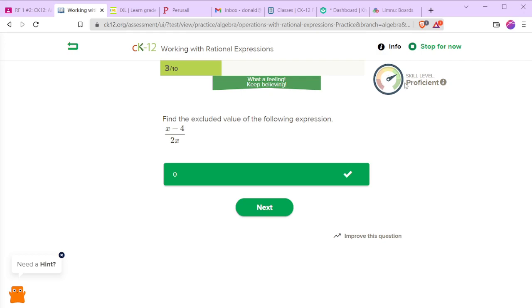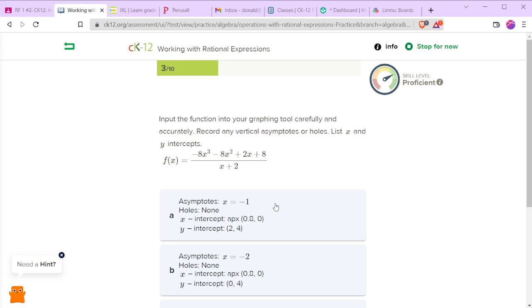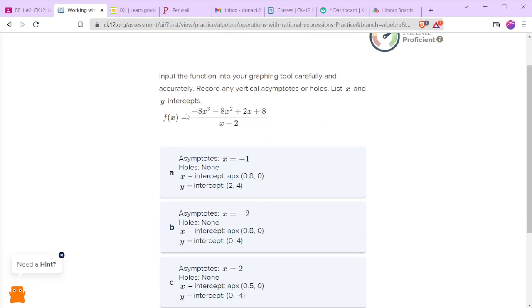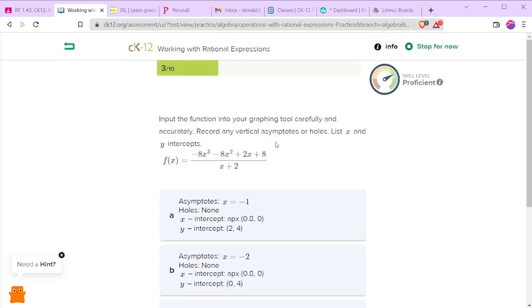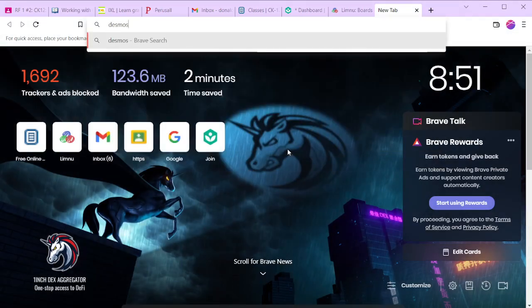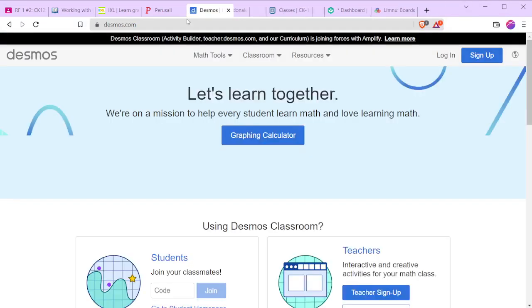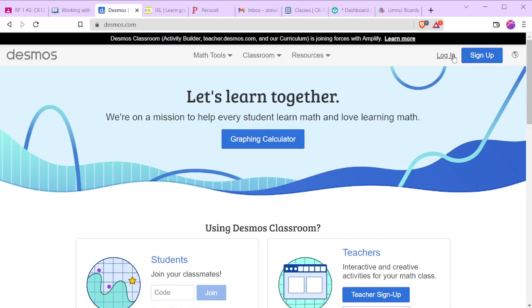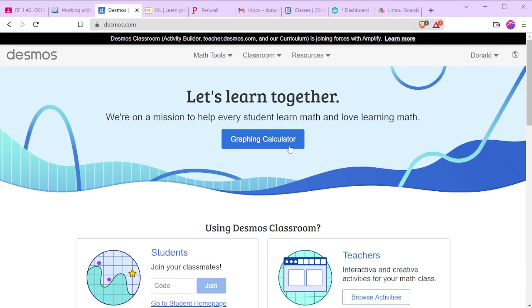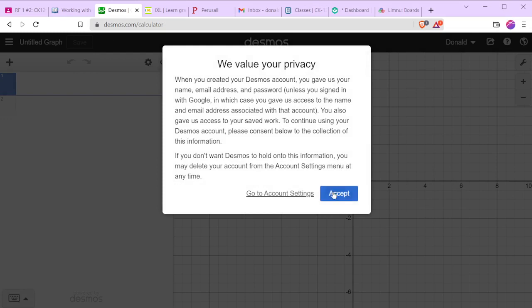Notice now, our gauge is here. We have the first indication of our mastery level. For a perfect score, we need to finish with this in mastery. And we want to input the function into your graphing tool carefully and accurately. So, when they're saying the graphing tool, that means we are expected and allowed to use technology. So let's do that. Just bring these in together. Do a quick login, just because that would allow us to share it.